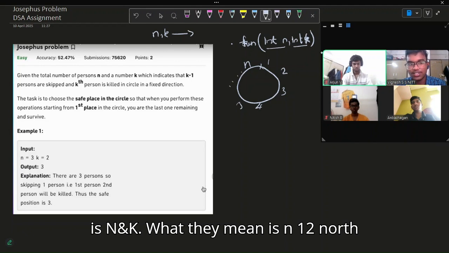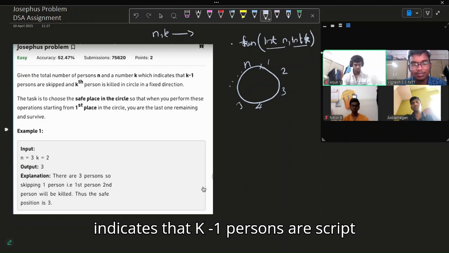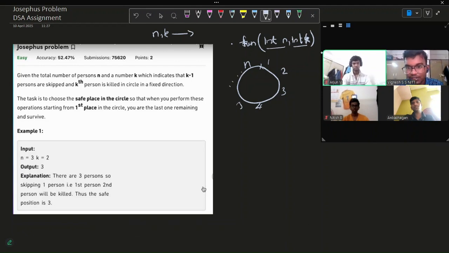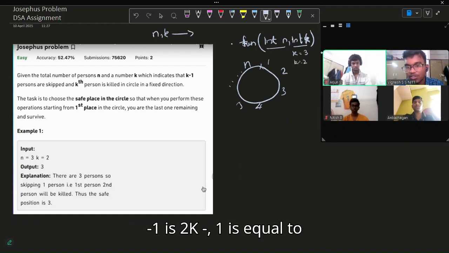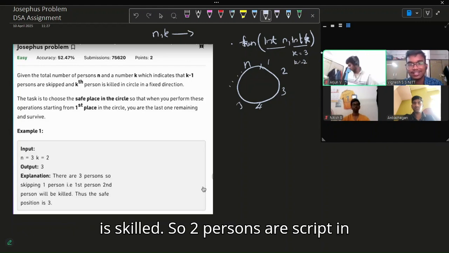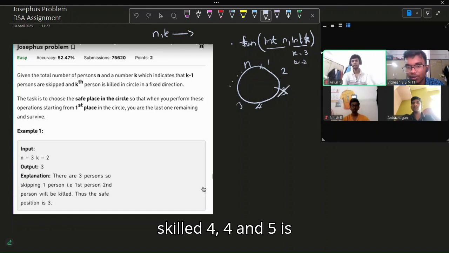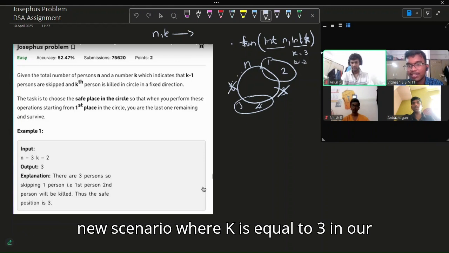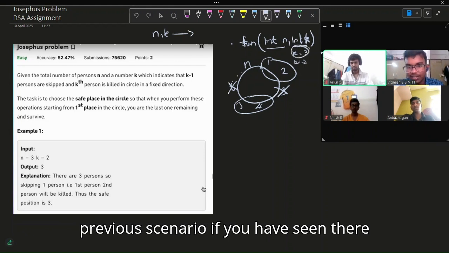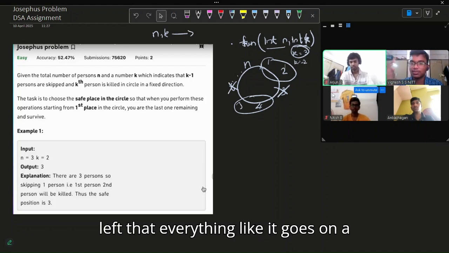What they mean is n soldiers, n persons are standing, and k indicates that k minus 1 persons are skipped and the kth person is killed. Let's suppose k is 3, which means k minus 1 is 2. Two persons are skipped and the third person is killed. So 1 and 2 are skipped and 3 is killed. 4 and 5 are skipped, 6 is killed. So there are two gaps in this new scenario where k is equal to 3. In our previous scenario, there was only one gap, only one person left, and it goes on in a circular way.